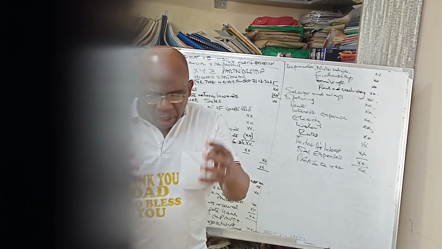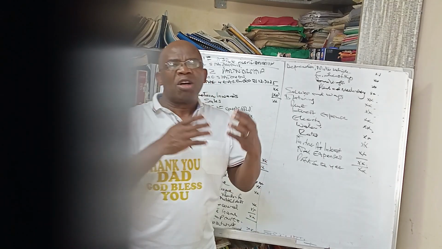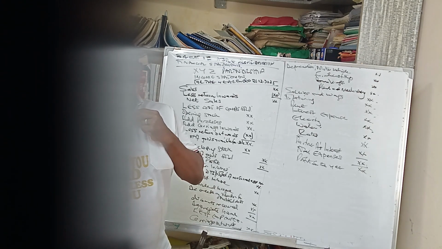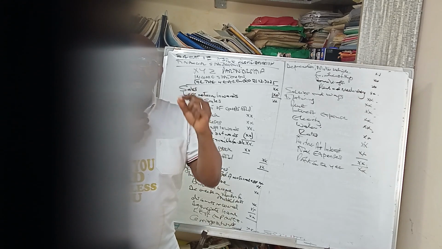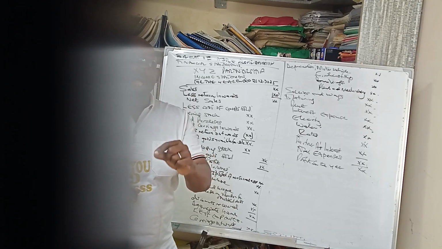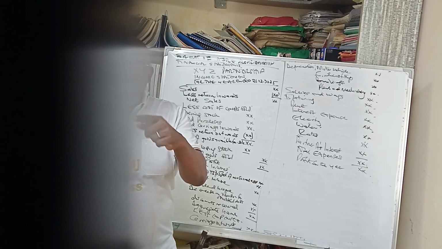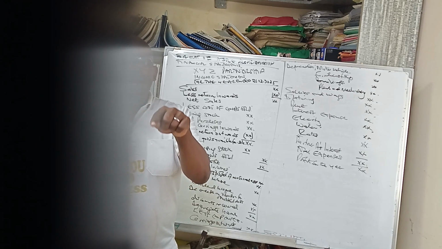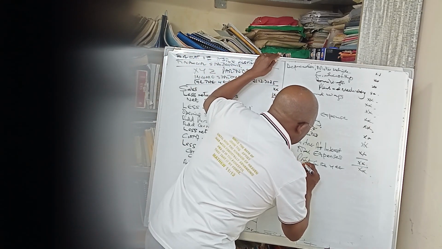Drawings. Drawings is where the owners take money from the firm for personal use. And if the partnership deed provides for interest on drawings, the firm will be earning that interest. And therefore, it is an income to the firm, and a payment, an expense, to the partners. And therefore, we add interest on drawings.